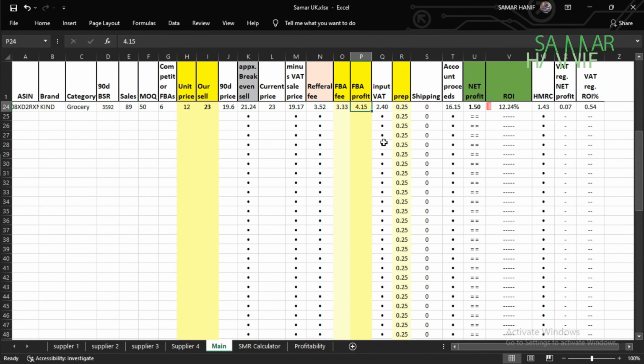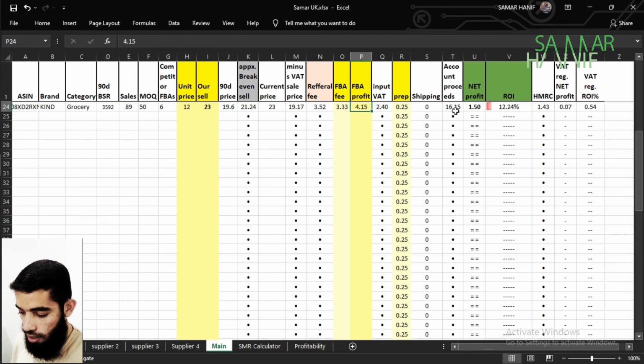As you can see, all other cells are updated automatically, and you can see the net profit and ROI for non-VAT sellers here and for 20% VAT sellers here.